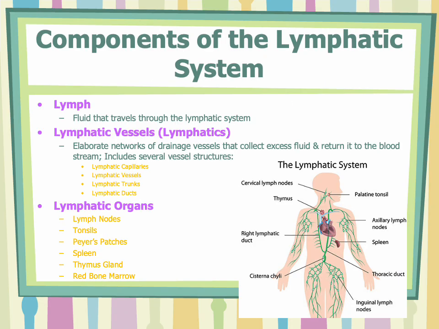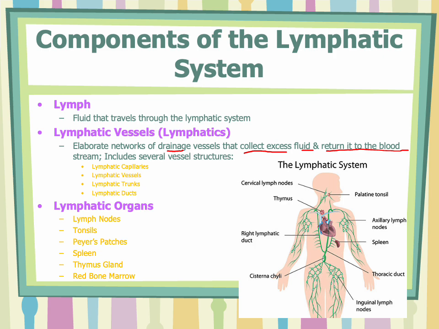Okay, so components of the lymphatic system. The lymph is the fluid. What's the difference between lymph and interstitial fluid? Location. So if it's in the lymphatic vessels, it's lymph. If it's in the interstitium, it's interstitial fluid. Okay? So lymphatic vessels are an elaborate network of drainage vessels. This is pretty important. Drainage vessels collect the excess of fluid and return it to the bloodstream.